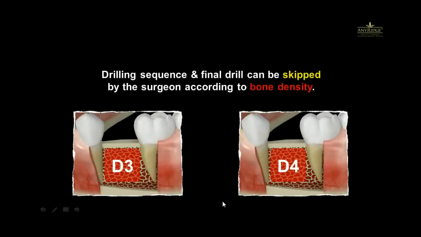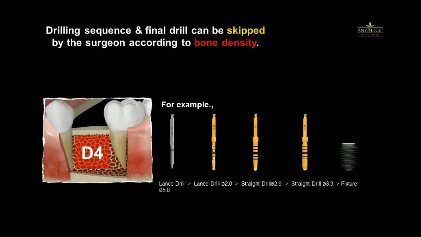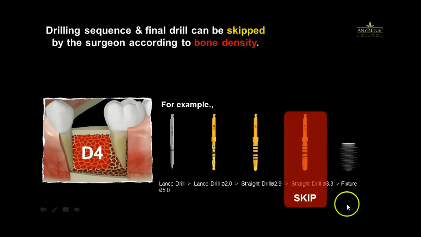Your D3 and D4 bone is a little bit different. Your drilling sequence and final drill can be skipped by the surgeon according to bone density. And you want to look at that. Again, D4 bone, for example, you can actually skip the final drill in D4 bone, because the final drill would be for this implant, Lance 2.0, 2.9, and then 3.3. Okay, because the reason you can tell that, because this is a 3.3 core with a wider thread engagement. But can you skip this final drill? Depends on the bone, okay?